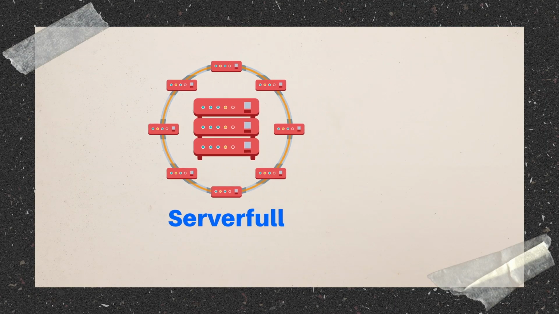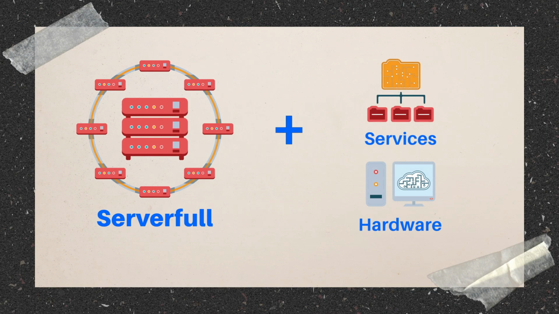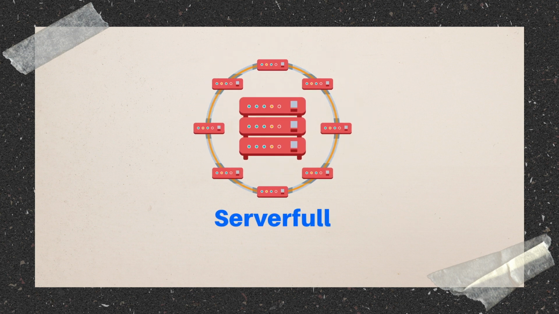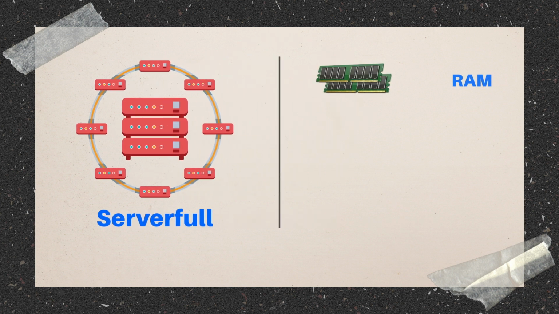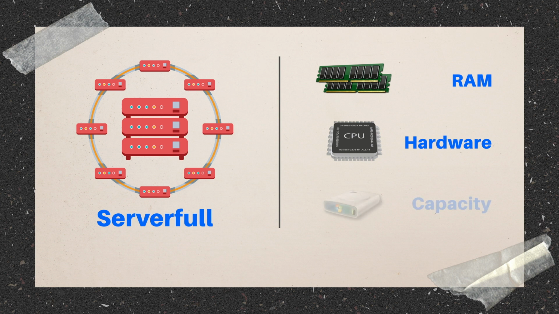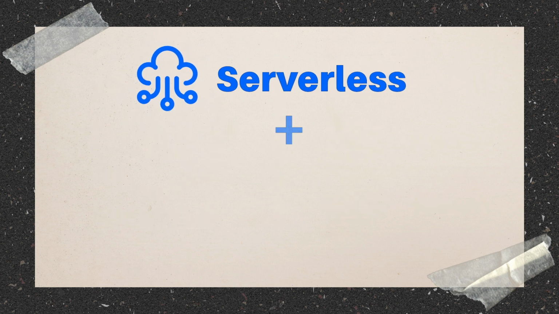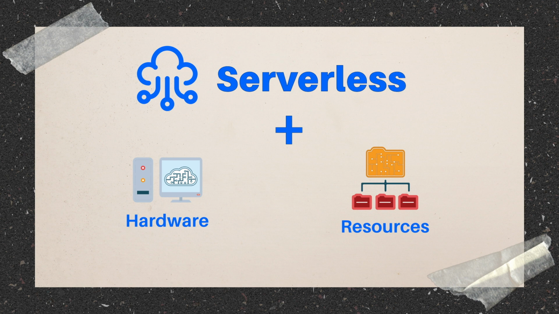With serverful, you add services and the hardware you think you may use and you pay a set amount for each and every month. Here you may set up a baseline, like I could use that much of RAM, hardware or capacity. No matter if you overutilize or underutilize, you pay the set amount. However, with serverless, you don't add any hardware and resources. You pay based on the utilization.